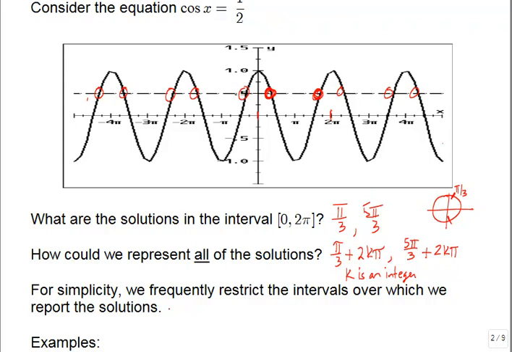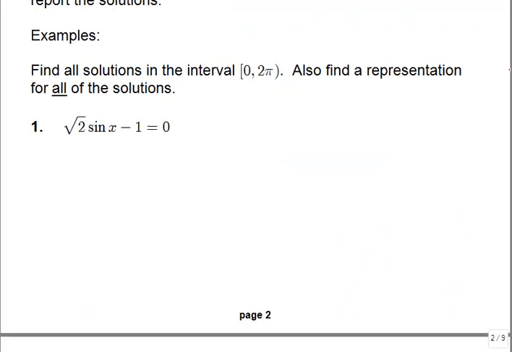For simplicity, we frequently restrict the intervals over which we report the solutions. So most of the time, you're just going to have to find it between 0 and 2 pi, but on some problems you will also have to find all of the solutions by doing exactly what I did here, adding in a 2k pi based on the period of the particular function that you're doing.